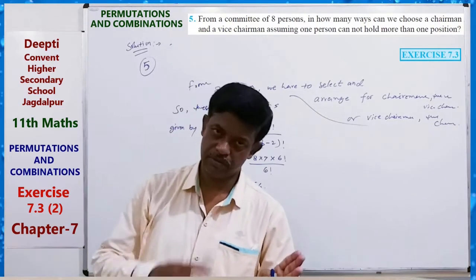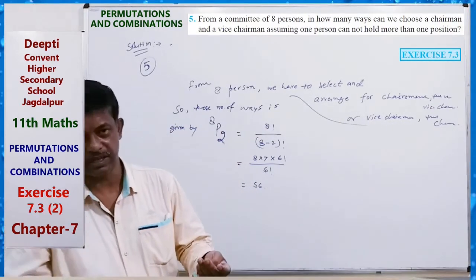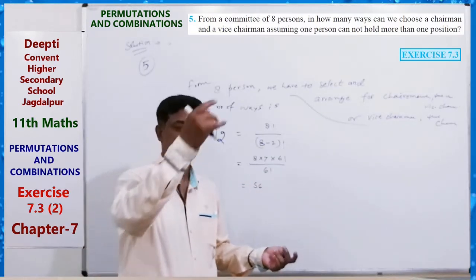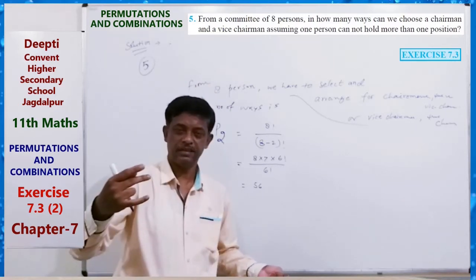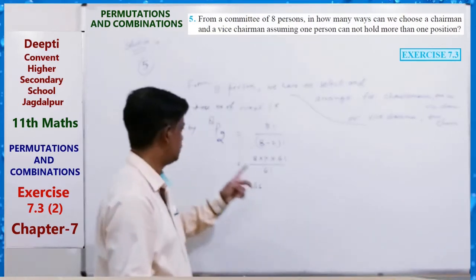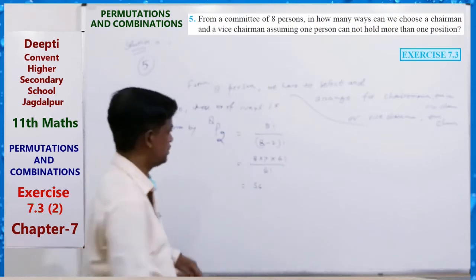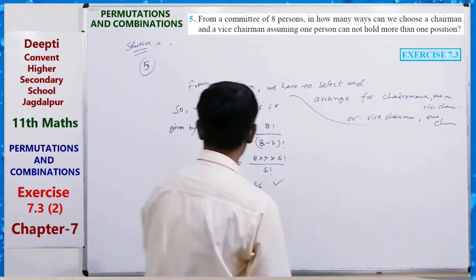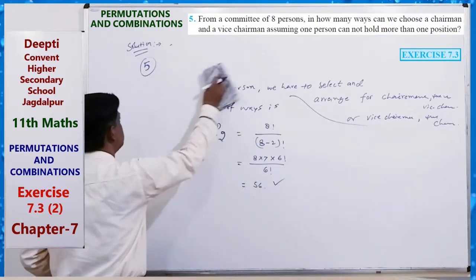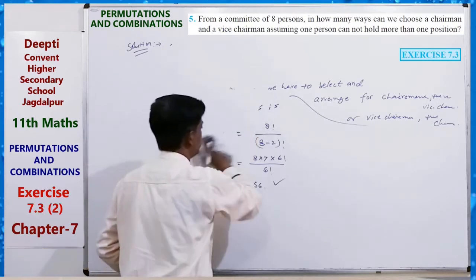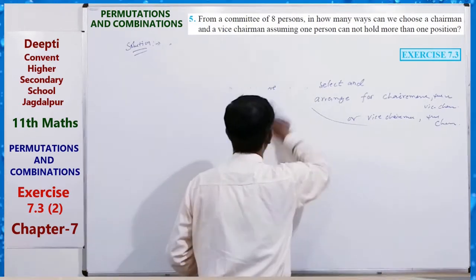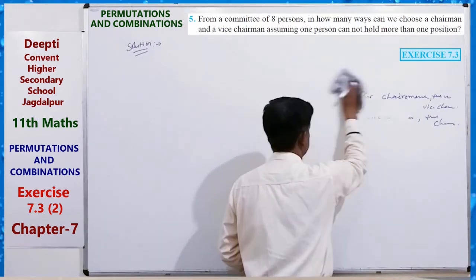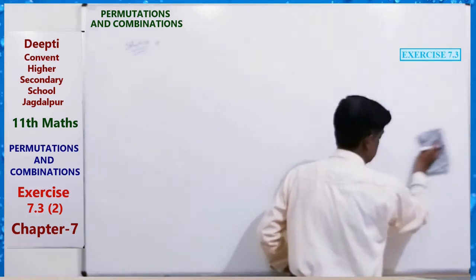First may be chairman, second vice chairman, or vice chairman, chairman. So that is an arrangement. That means selecting and arranging 2 from 8. So 8p2. This is 56. 56 is the number of ways. Okay. So by this method you can solve different types of questions, selecting and arranging, because there is permutation in it. So arranging is the main thing.